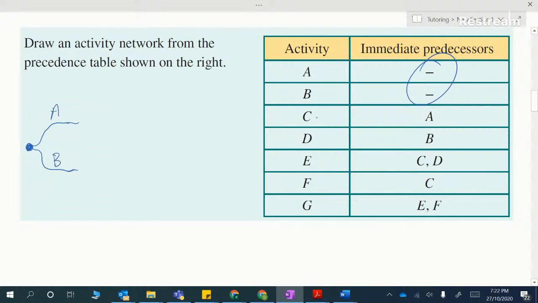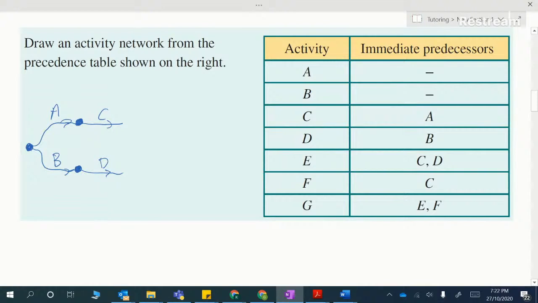Okay, then I look at my next row here and I can see activity C has one predecessor, that is activity A. So I'm going to put a node here and put activity C there. Now I can see activity D has B as a predecessor, so that means B comes just before D. Hopefully you're all with me so far. Don't forget to put arrows on these things.